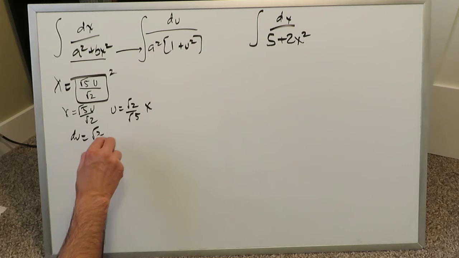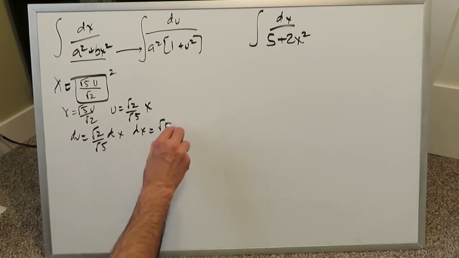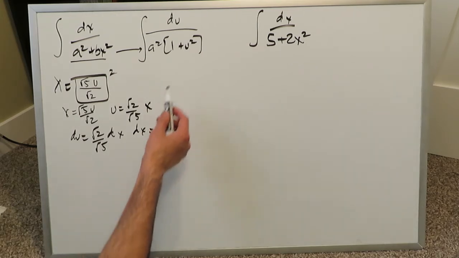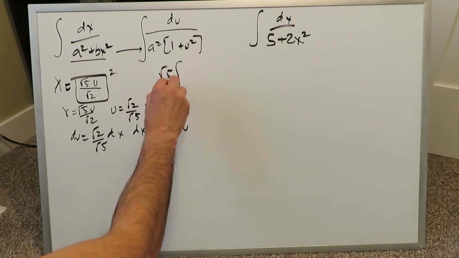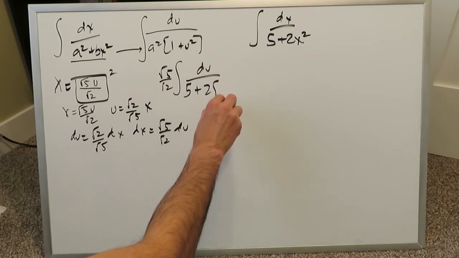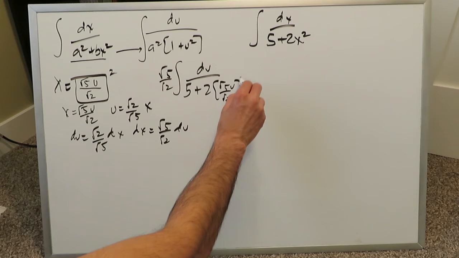du is equal to root 2 over root 5 dx, and dx is equal to root 5 over root 2 du. Now you can employ all of these items here in your conversion procedure. You have a root 5 divided by root 2 du over 5 plus 2 parentheses x squared, which is root 5 u over root 2 squared.